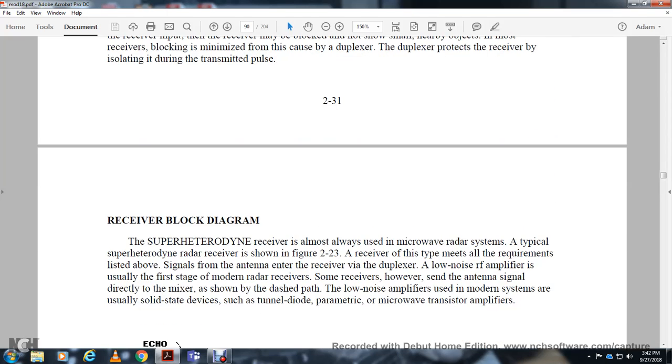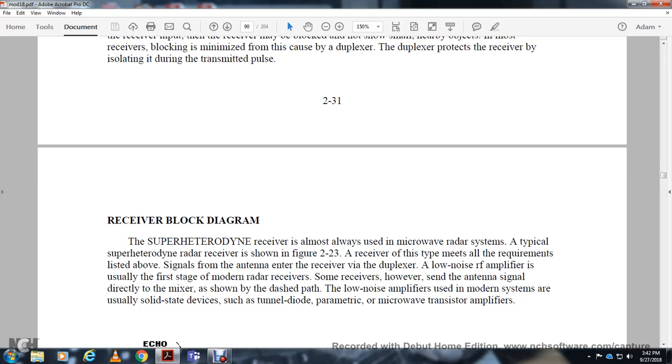Receiving block diagram. The superheterodyne receiver is almost always used in the microwave radar system. The superheterodyne radar receiver is shown in figure 223. The receiver, with the requirements listed above, takes the signal from the antenna through the duplexer to the low noise radio frequency amplifier, usually the first stage of the radar receiver.